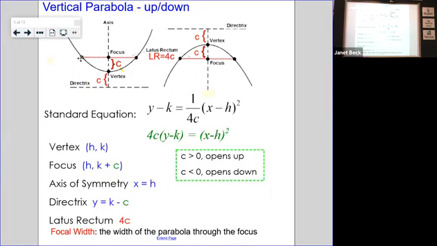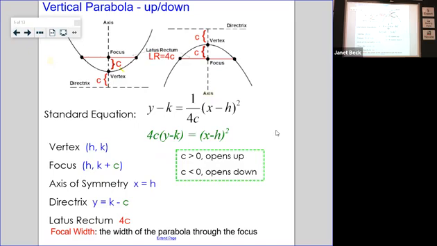So this width through the focus, we call it the focal width. On anything online, if you go for online help or anywhere, they're going to call it the latus rectum. They're not going to call it the focal width. It's the width of the parabola through the focus. This dimension 4C, that's in the equation here or here. Sometimes you're going to see it referred to as 4A. Sometimes you're going to see it referred to as 4P. We refer to it as 4C.